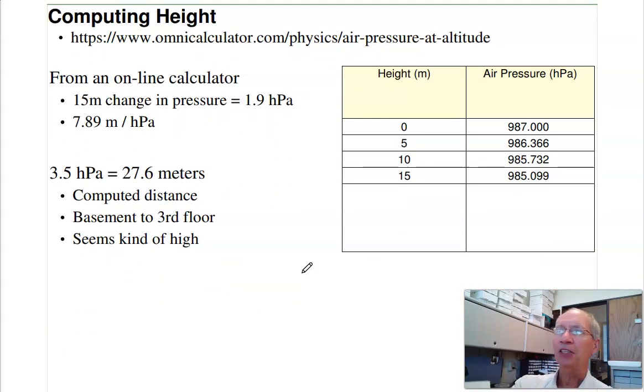If I go to omnicalculator.com, there's a way to calculate or equate height versus air pressure. If my height changes by 15 meters, the air pressure should change by about 1.9 H-pascals, or a sensitivity of 7.89 meters per H-pascal. The air pressure changed by 3.5 H-pascals. Therefore, I conclude the height of the Ag Hill building is 27.6 meters from the basement to the third floor. That seems kind of high to me, but that's what the data says. So apparently I can measure height of a building using air pressure, at least using a BME 280 sensor with an I2C data interface.